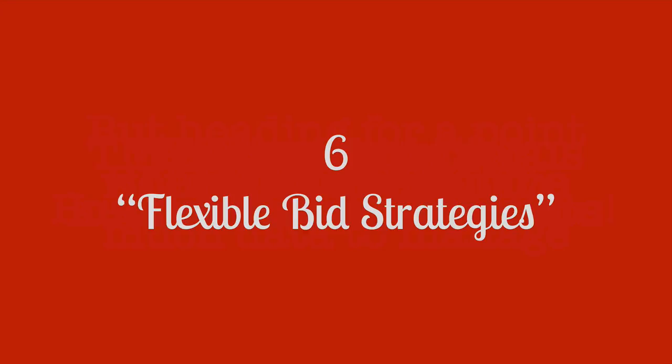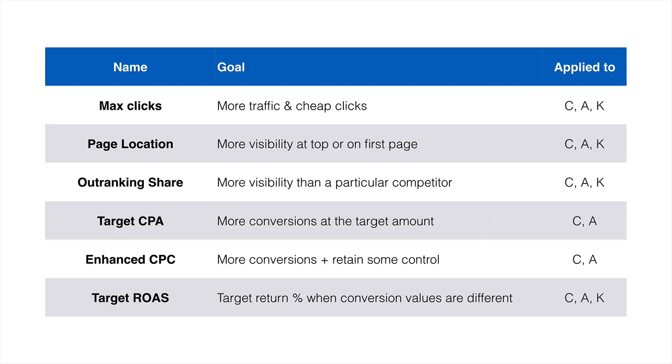Okay, so with context set, let's look at the 6 flexible bid strategies that are available in the Google system. And there are 6. I've summarized them here in this table. We've got the name over on the left, the goal that you might have, i.e. when you might want to use one of these strategies, and then what they're applied to, or what they can be applied to, over on the right. C for campaign, A for ad group, K for keyword, obviously. And you'll see that all but target CPA and enhanced can apply at all 3 levels. Those 2 can only apply at the campaign or ad group level.